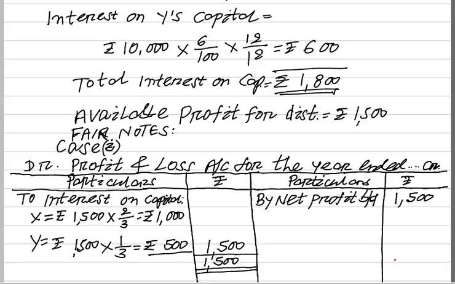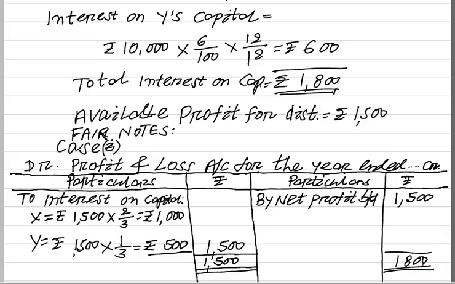If the profit is more than 1800, then we should have allowed interest on capital up to the full amount of 1200 and 600, and if there is any profit left, it will be distributed, and in that case a profit and loss appropriation account will be prepared. Here you don't have profit after allowing interest on capital. That means you cannot prepare a profit and loss appropriation account.